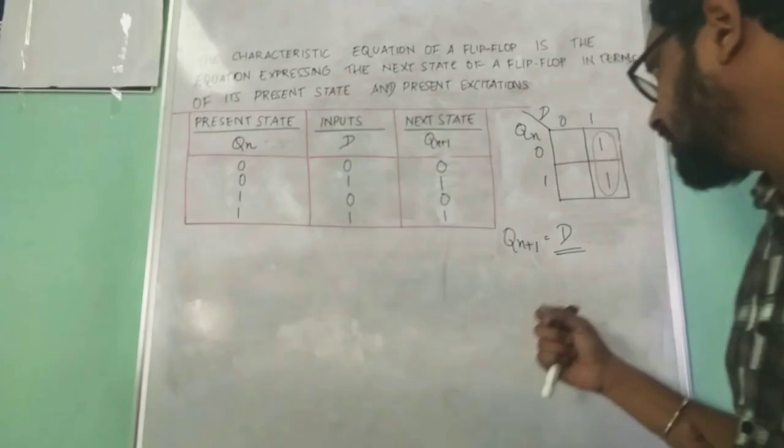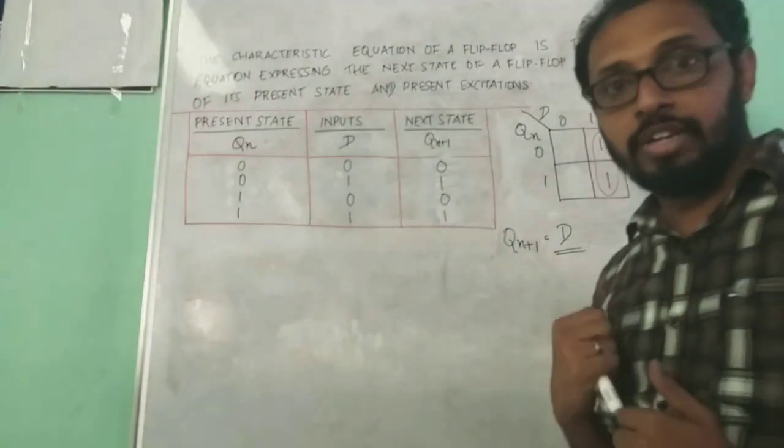Okay. So we have got the values for JK, SR, T and D. The value is D in the case of the D flip-flop. Okay. Let's go through.